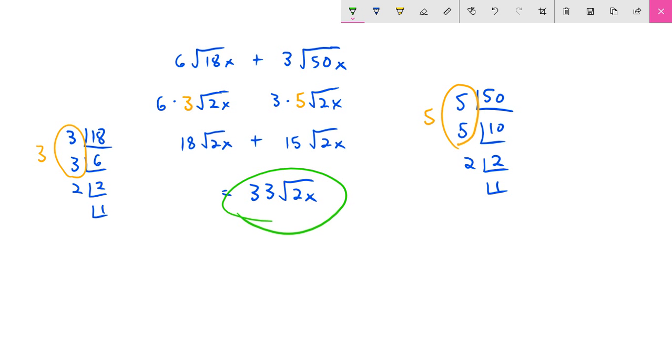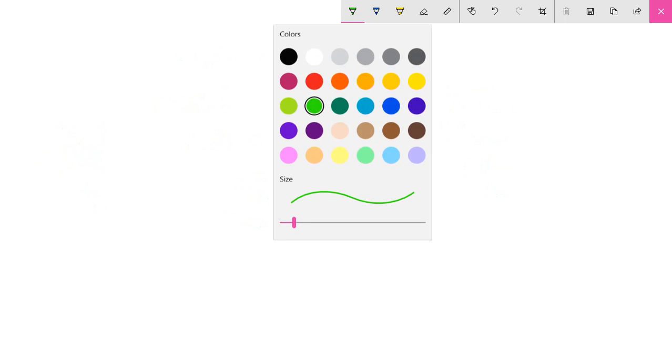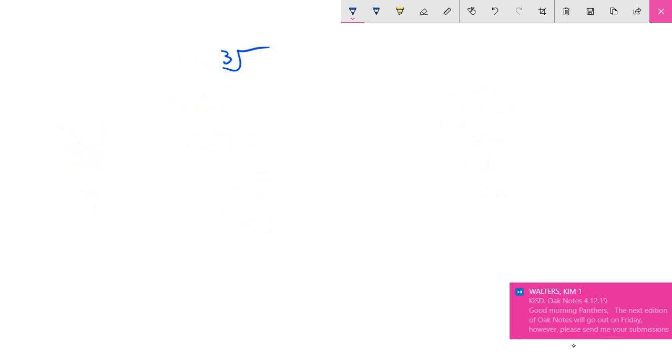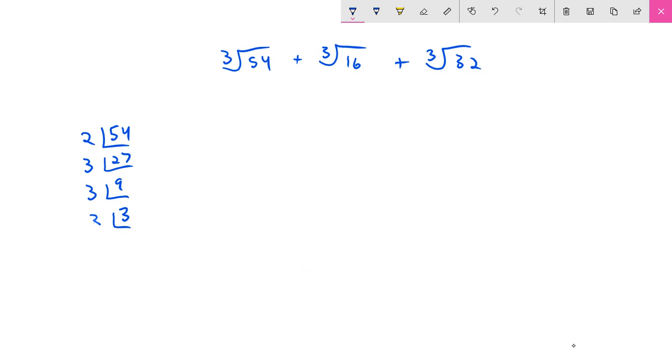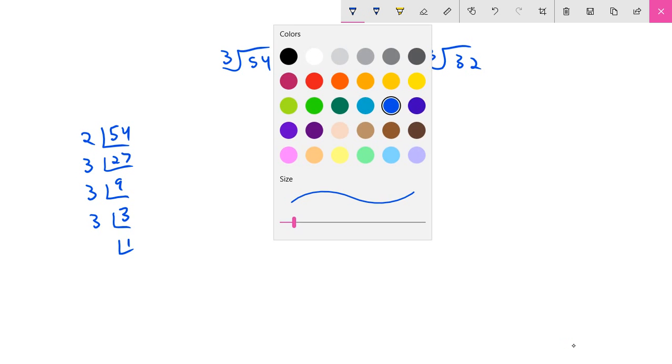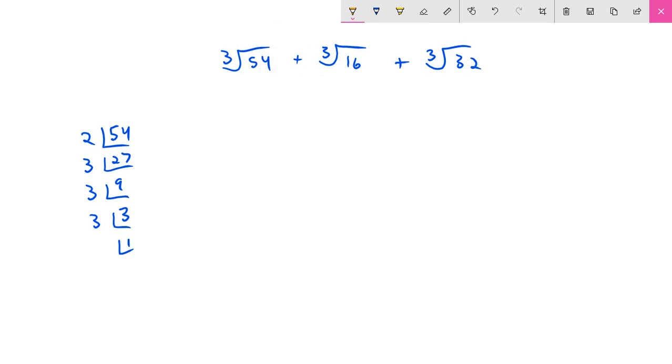Now let's go on to example 6. This one's a little different because we're dealing with cube roots. We got the cube root of 54 plus the cube root of 16 plus the cube root of 32. All right, this is going to be an interesting example right here. So let's see how we can simplify all of these radicals. 54 can be divided by 2. Gives me 27, which I can divide by 3. Gives me 9. 3 gives me 3. There we go. So how big should my groups be on this problem? 3. Why? Because the index is 3.